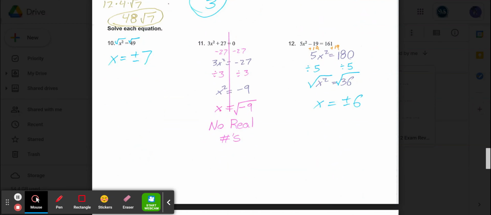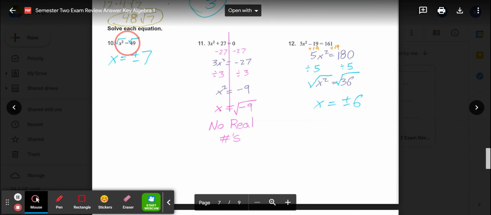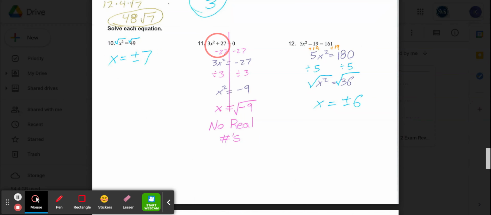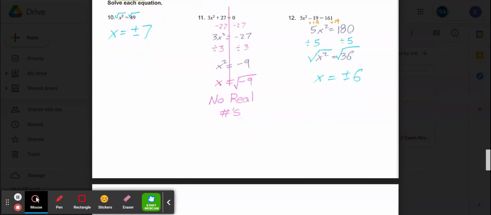10, 11, and 12, we need to solve the equations. So to undo squaring, we would square root each side. So x would be a positive or negative 7. In 11, we need to subtract the 27, divide by 3, and x squared is negative 9. Square root of negative 9 is no real numbers. And then in 12, we need to add 19 to each side, divide by 5. x squared is 36, so x would be a positive or negative 6.